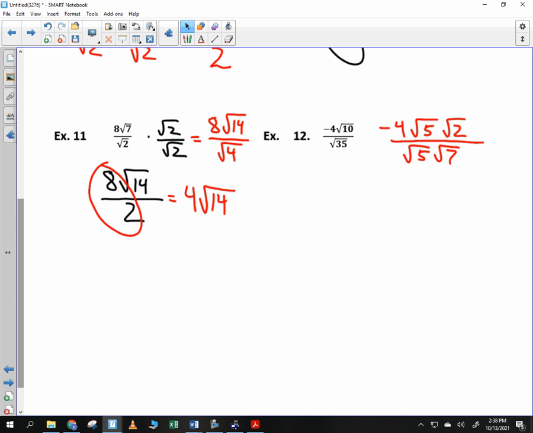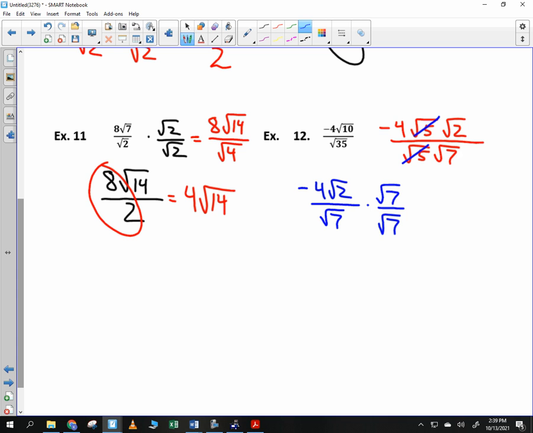So I've now shown that there's a square root of 5 in both of these parts. So what can I do? Yep, you can just divide them off. So now you have negative 4 root of 2 over the root of 7. Now, I'm not done, but at least I'm working with smaller numbers now. Times by the square root of 7. We get negative 4 roots of 14 over 7.